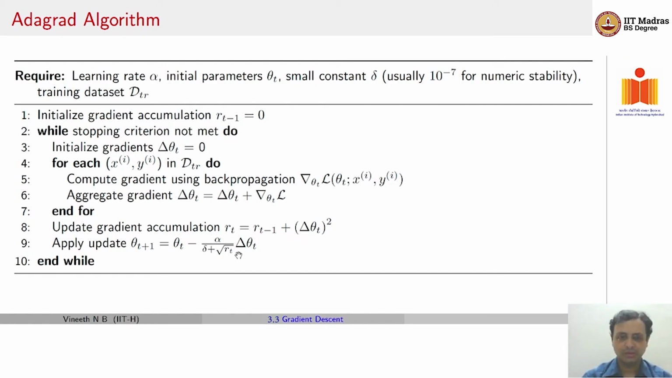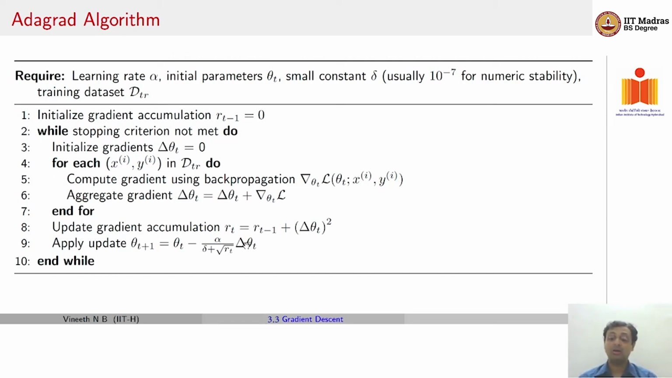A small observation here, which is probably not clear from this algorithm, is that this particular quantity on step 9 is an element-wise product. Remember in this case that while alpha was a scalar so far, RT is a vector, root RT will also be a vector. So this entire alpha by delta plus root RT will become a vector. It's a vector of learning rates multiplied by a vector of gradients, element-wise multiplication. It's sometimes also called Hadamard product. The Hadamard product is nothing but element-wise multiplication.